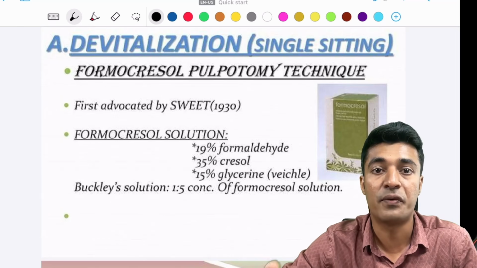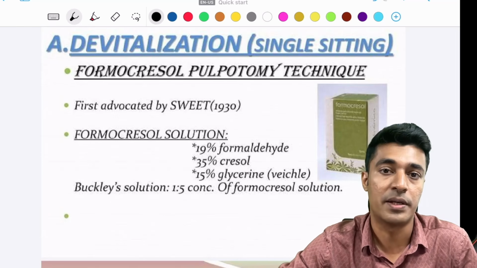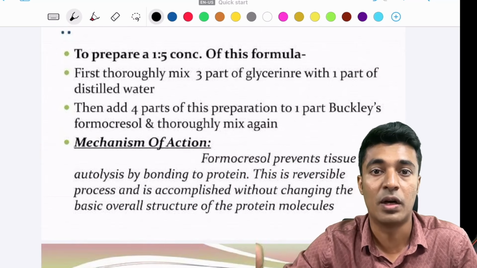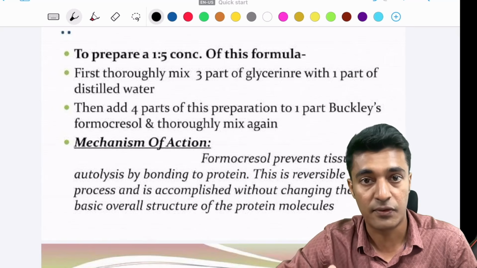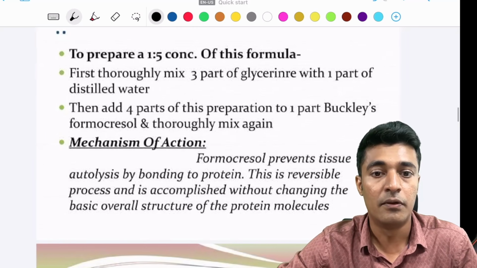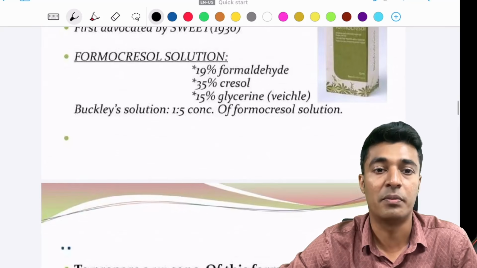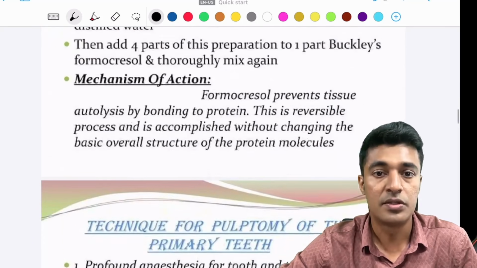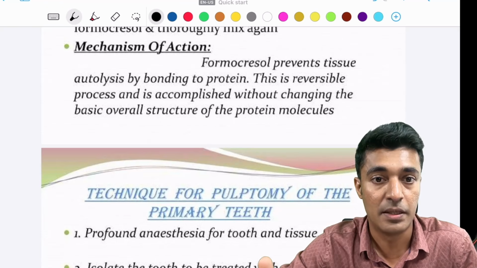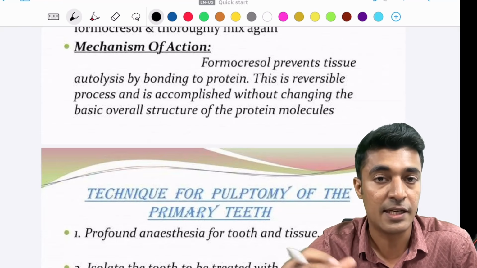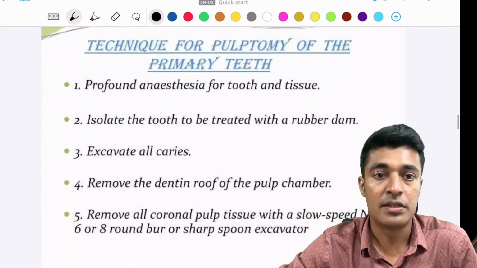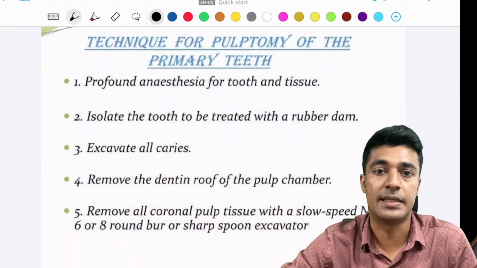Now what is Buckley's solution? Buckley's solution is a 1:5 concentration of the formocresol solution. Now how do you prepare the Buckley solution? First, thoroughly mix 3 parts of glycerin with 1 part of distilled water. Then add these 4 parts to 1 part of the formocresol to form the Buckley solution. Coming to the mechanism of action, formocresol can prevent tissue autolysis by bonding to the protein. But this is a reversible process without any change in the basic structure of the proteins.